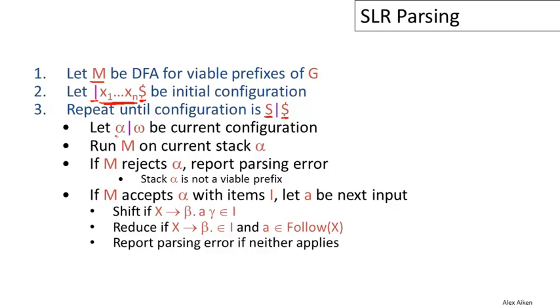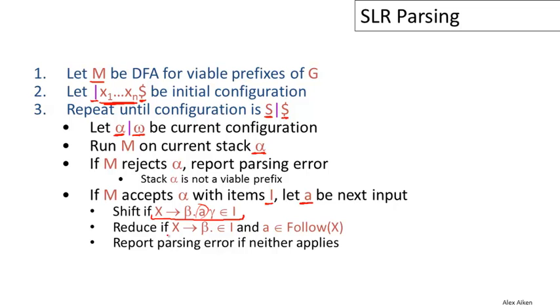An intermediate configuration will be written as alpha vertical bar omega, where alpha is the contents of the stack and omega is the remaining input. What we're going to do is run the machine M on the current stack alpha. If M rejects alpha, if M says that alpha is not a viable prefix, then we're going to report a parsing error. We're going to stop right there. Now, if M accepts alpha, and it ends in a state with items I, then we're going to look at the next input, call that a, and we're going to shift if there is an item in I that says it would be okay to see the terminal a next. That's just our shift move.